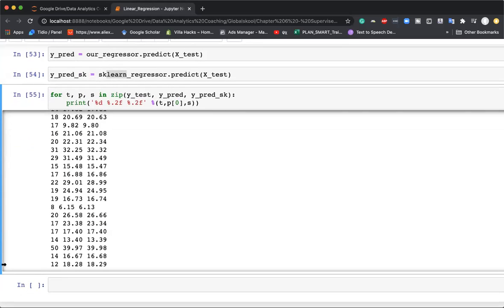Linear regression is basically when we are trying to use machine learning to predict a real valued output, and we saw how to implement it from scratch. We went through all the math behind it. We also saw how to use scikit-learn's models to implement this.